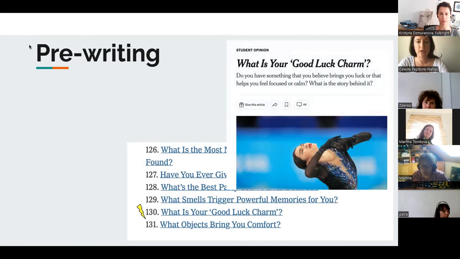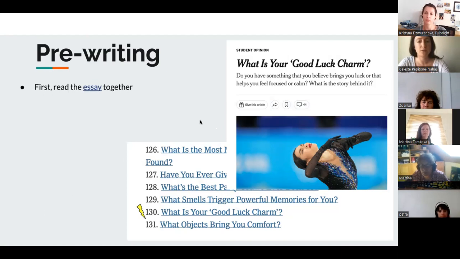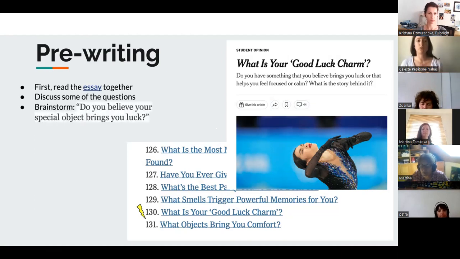And the example, they have an essay about a figure skater who, I think in the essay, her mother makes her outfits, they're homemade outfits. And so this is really powerful when she's competing. So my idea would be to read an example together and then discuss some of the questions. So in a large group or in smaller groups, discuss this idea, this concept.